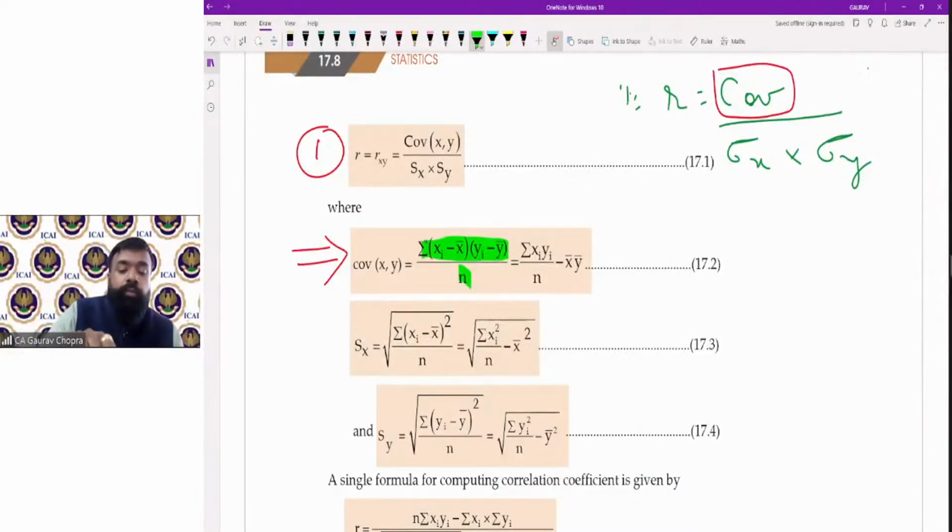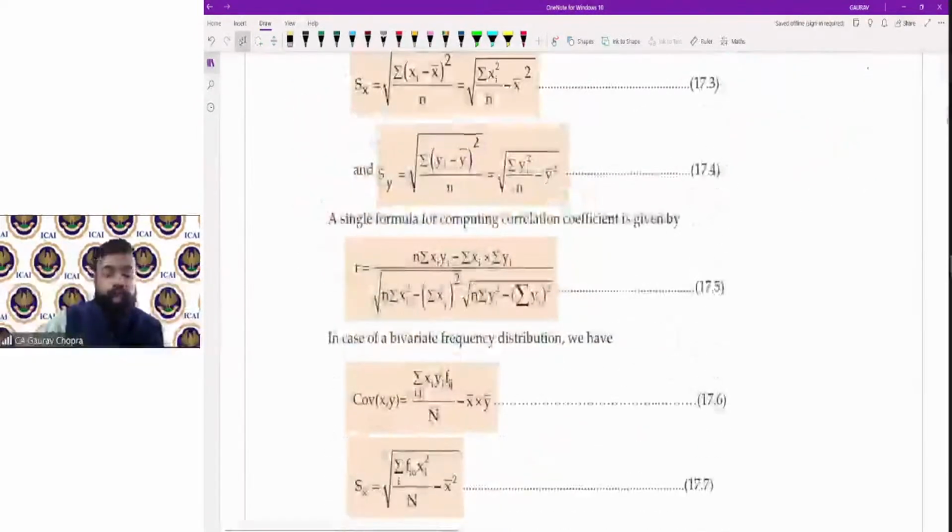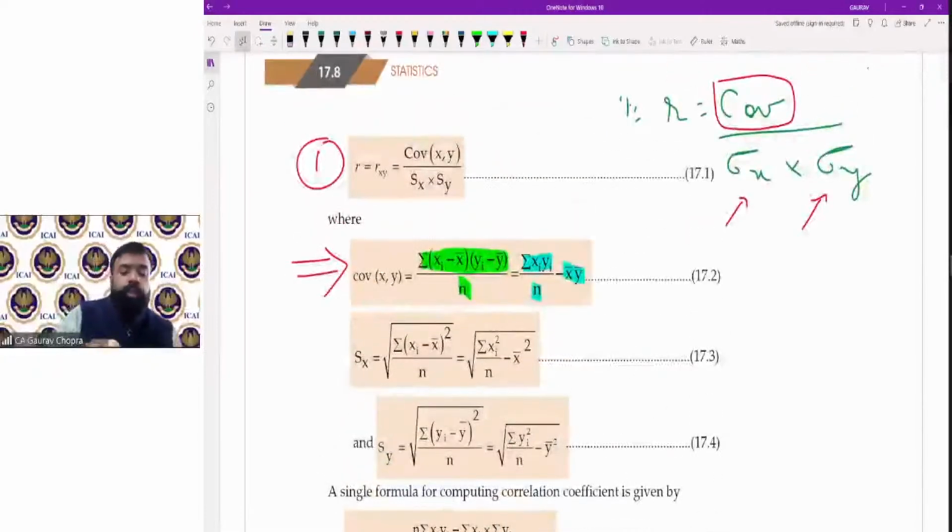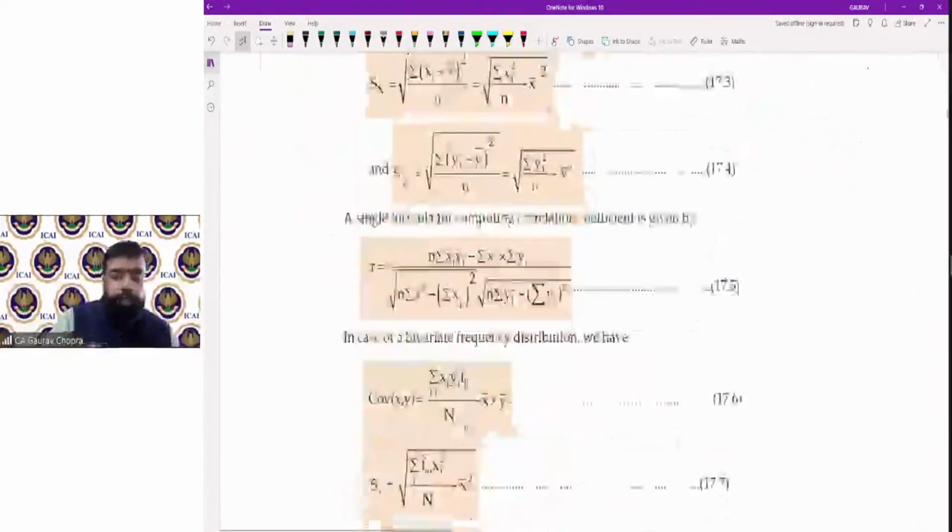Alternatively, there is one more formula: sigma xy upon n minus x bar into y bar. So these are the two formulas for the calculation of covariance. Now, how to calculate standard deviation? This we have already covered in the dispersion chapter, so you already know how to calculate the standard deviation. So overall, this was the first formula to calculate correlation in the Karl Pearson method.